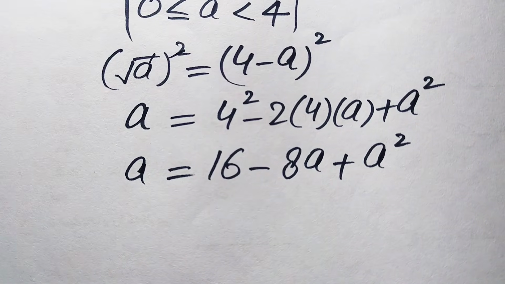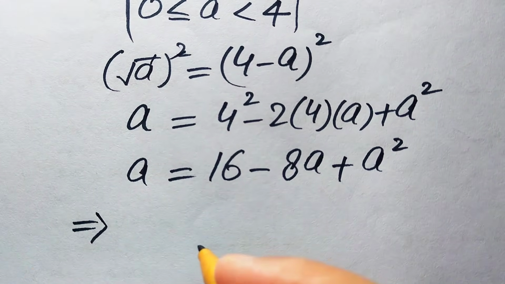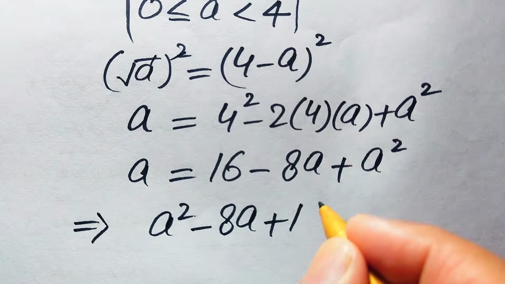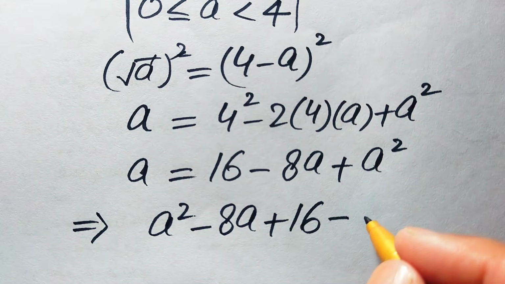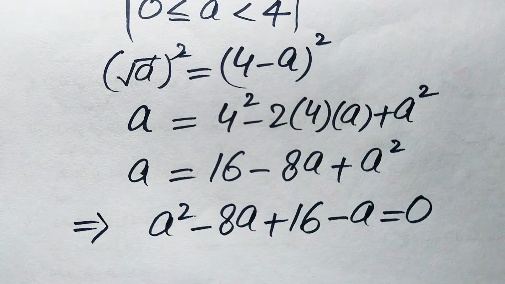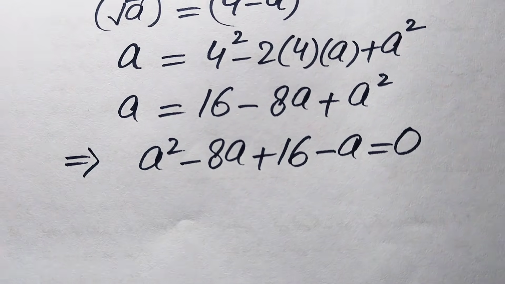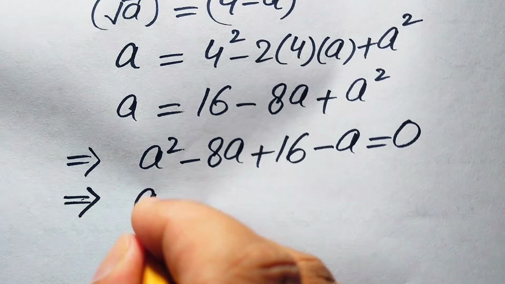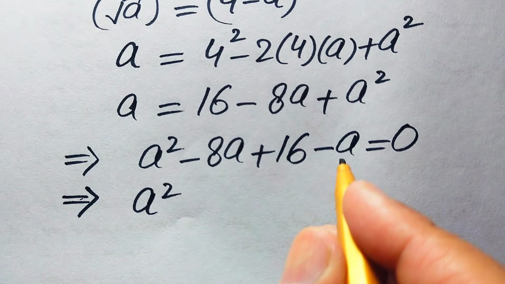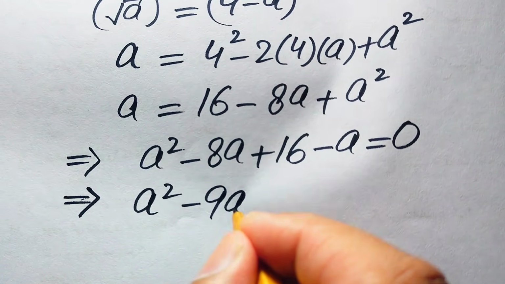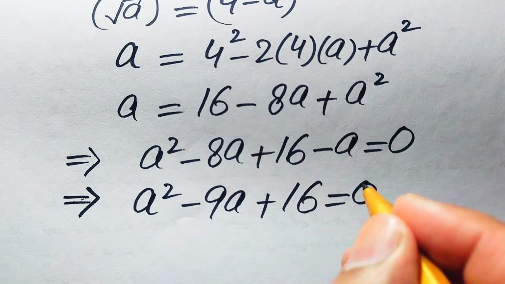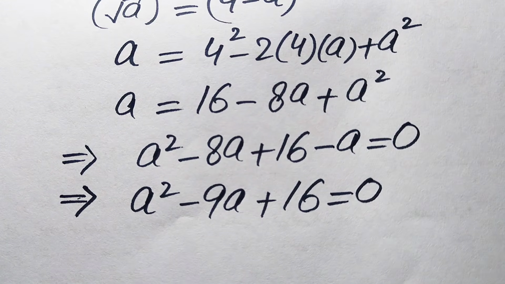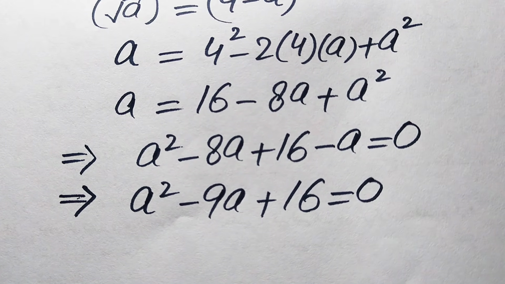In the next step we move the value a from the left-hand side to the right-hand side, and we obtain a squared minus 8a plus 16, and this is positive a becomes negative a, and this whole equation equals 0. Further, in the next step we write this in simplified form: a squared minus 8a minus a becomes minus 9a plus 16 equals 0. So you see that after a little simplification we convert our given equation into quadratic form.